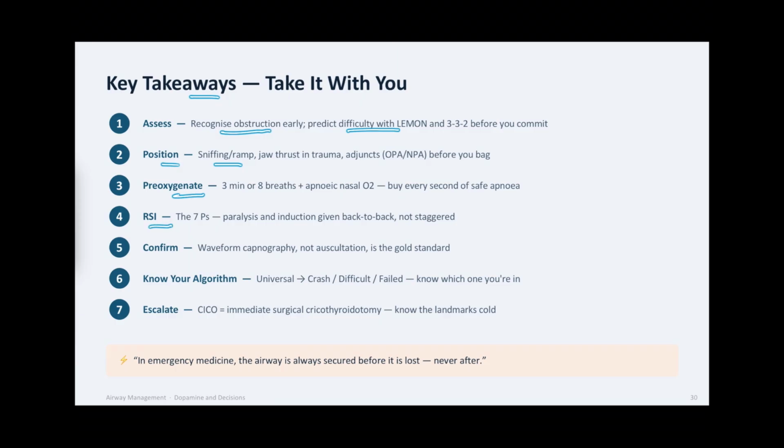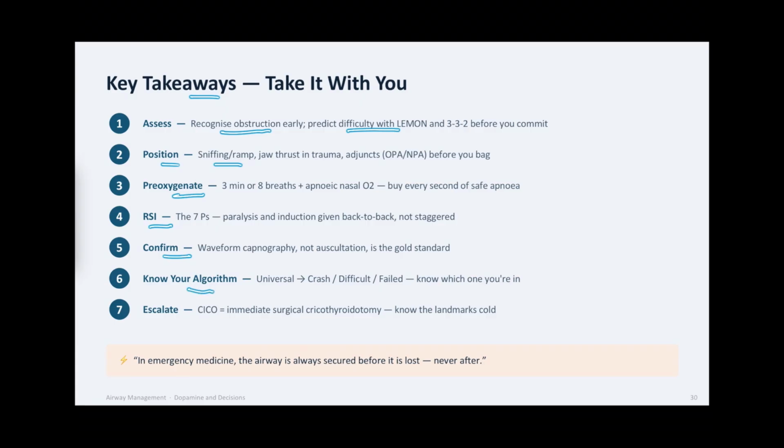Fourth is rapid sequence intubation. When performing rapid sequence intubation, follow the 7Ps systematically. Preparation always comes before the pharmacology. Fifth, never accept an ET tube as correctly placed until you see the waveform capnography.